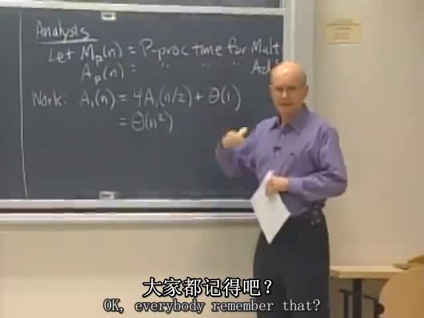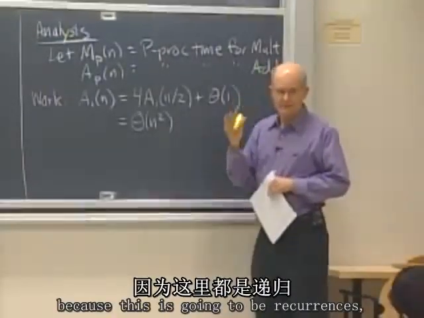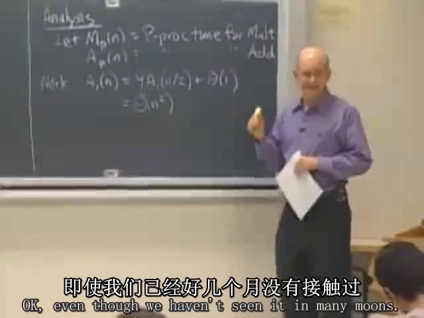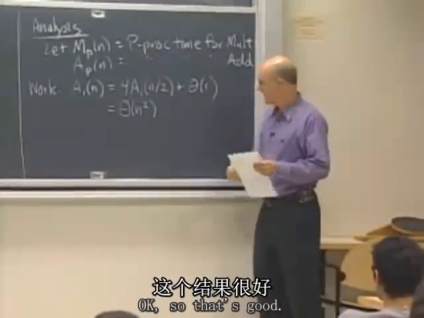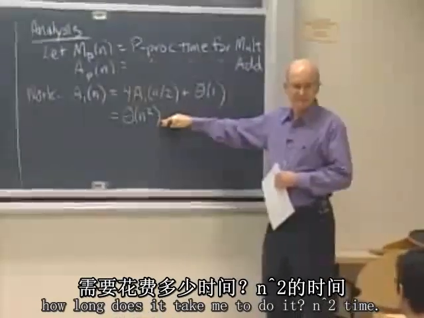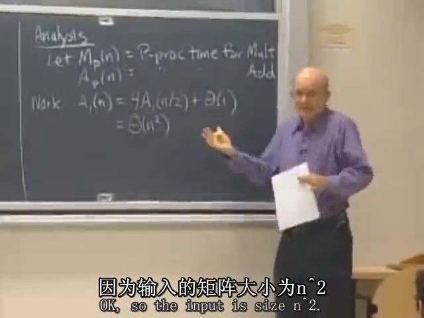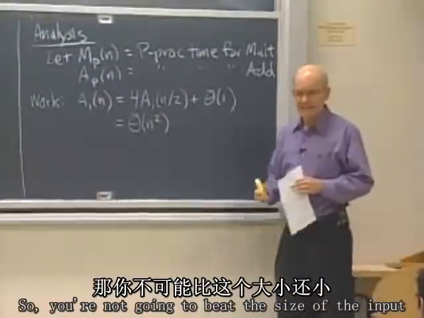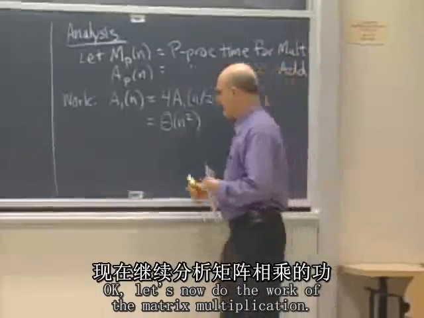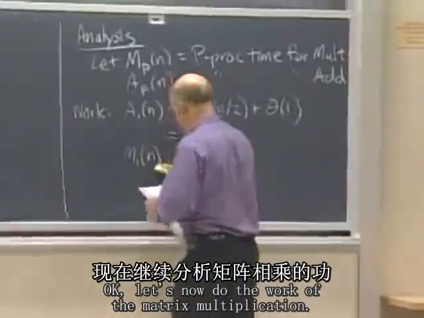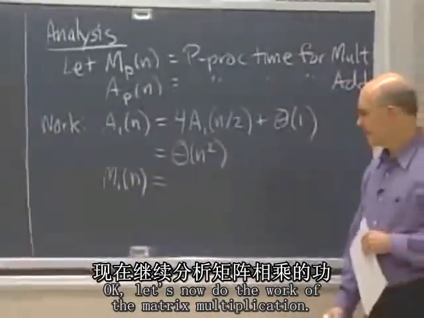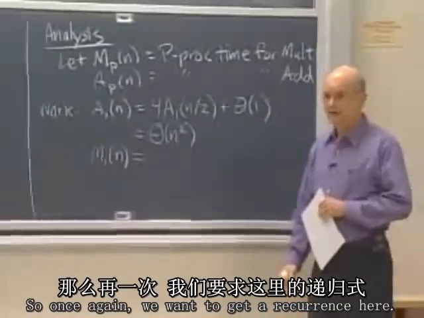Okay, everybody remember that? So I want people to bone up, because recurrences and divide and conquer stuff is going to be on the final. Okay, even though we haven't seen it in many moons. Okay, so that's good. That's the same as a serial. If I have to add 2 n by n matrices, how long does it take me to do it? N squared time. Okay, so input is size n squared. So you're not going to beat the size of the input if you have to look at every piece of the input. Okay, let's now do the work of the matrix multiplication. So once again, we want to get a recurrence here.